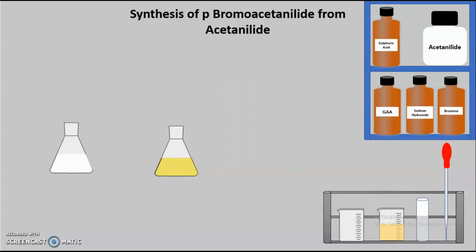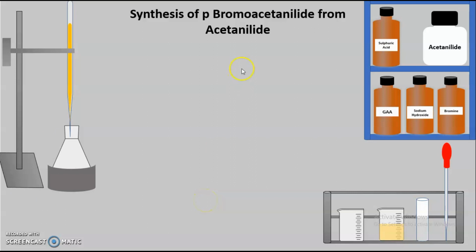The first solution is acetanilide in glacial acetic acid, and the next solution is bromine in glacial acetic acid. Now the next step is to carry out the addition of this second solution to the first solution. We are going to take this solution either in a separating funnel or a burette. So let's see what happens when we carry out the addition of this solution to the first solution.